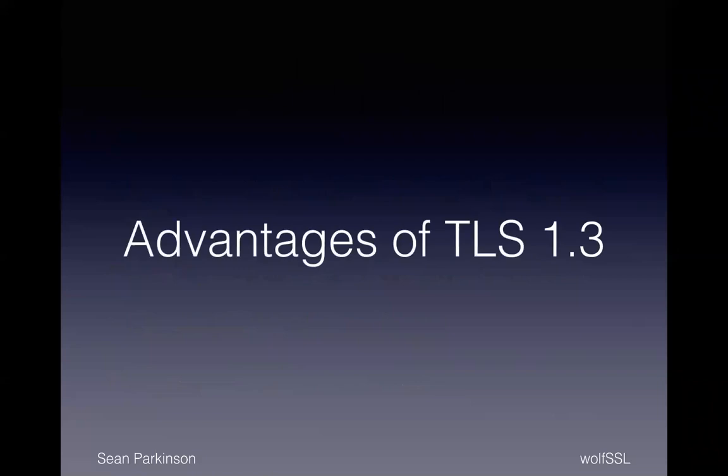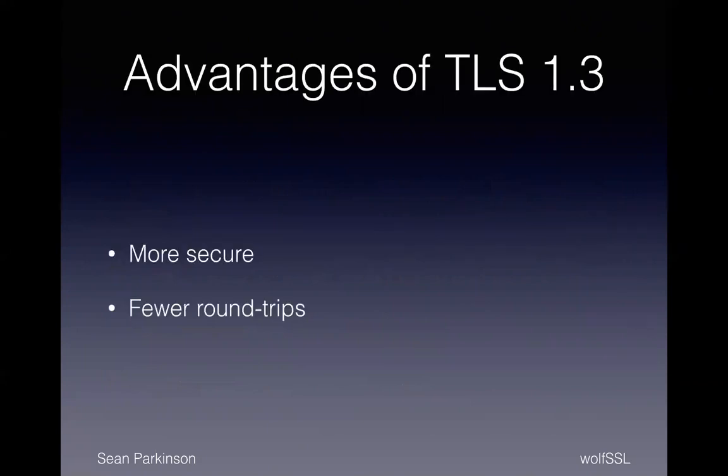Now let's take a look at the advantages of using TLS 1.3 over 1.2. There are two major reasons. TLS 1.3 is more secure and it has fewer round trips in the handshake, which means a faster negotiation. Let's start with security.